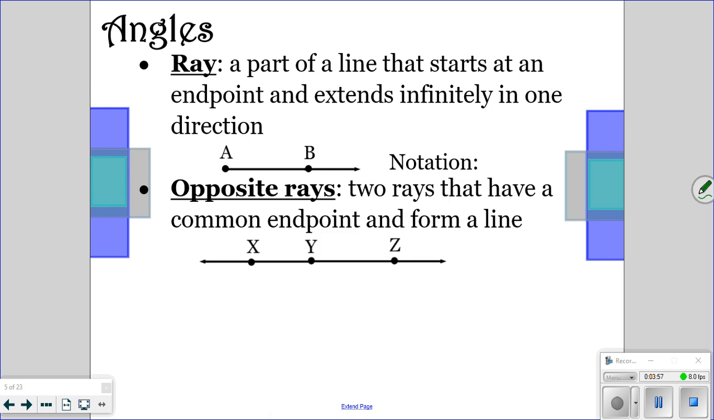Opposite rays are just two rays that have a common endpoint and they form a line. So we have ray YX and ray YZ. And together they form the line XY or XZ or YZ, whatever you want to name that as.